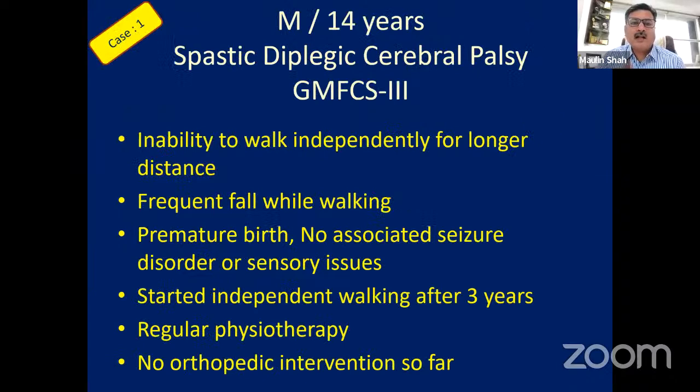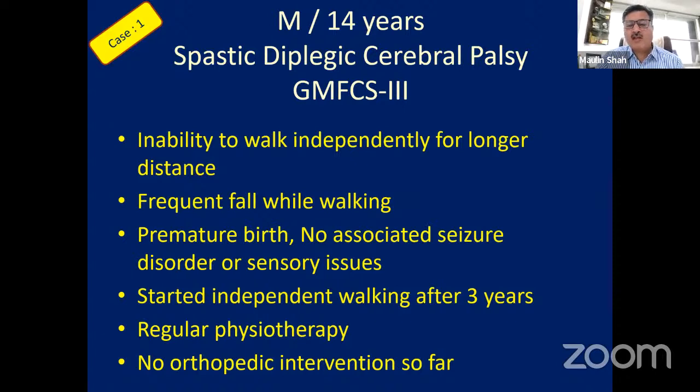So I will just share one case of how single event multi-level surgery would help an individual and the results are lasting. And then after discussion, we would have further cases. Now this spastic diplegic child who is walking at GMFCS 3 presented to me with inability to walk independently for longer distances. He had frequent falls while walking. He had a premature birth, but they didn't have any associated seizure disorder or sensory issues.